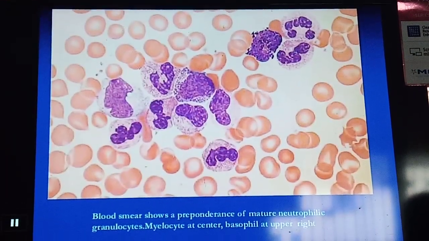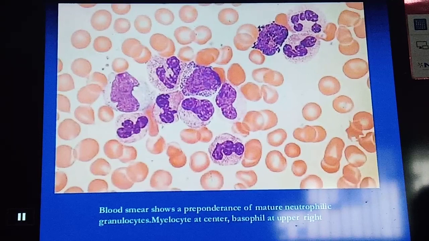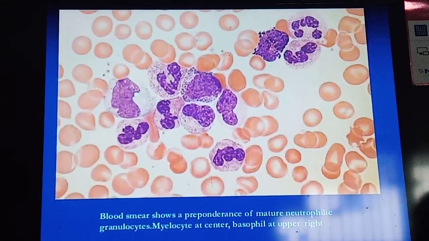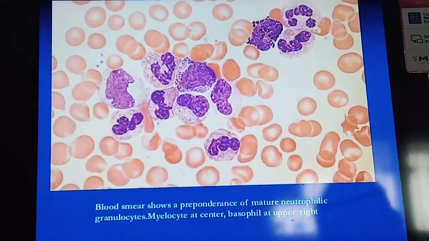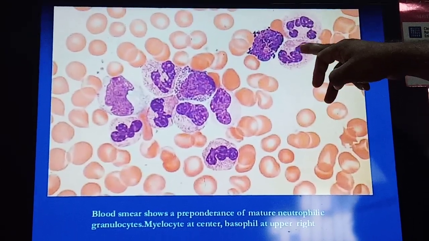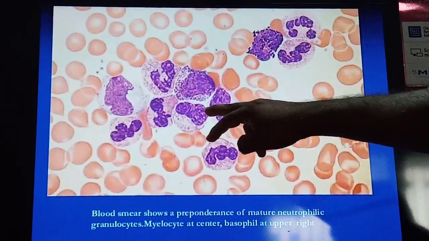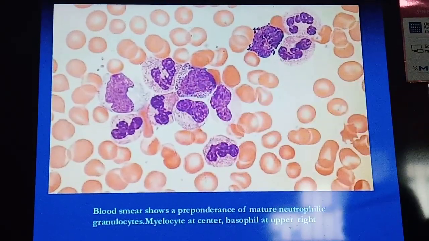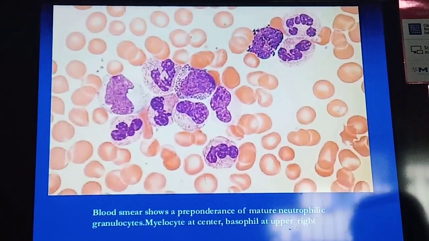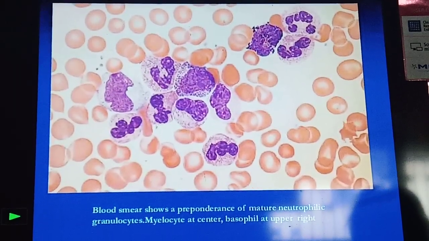So this blood smear shows mature neutrophilic granulocytes, myelocytes at the center, and basophils at the upper right. So these are the basophils. These are the different granulocytic series cells like neutrophils, and these are the myelocytes or promyelocytes or metamyelocytes. So these are the different myeloid series cells.